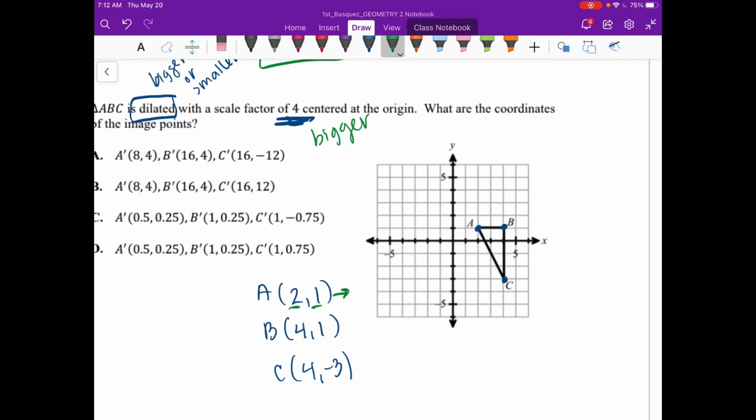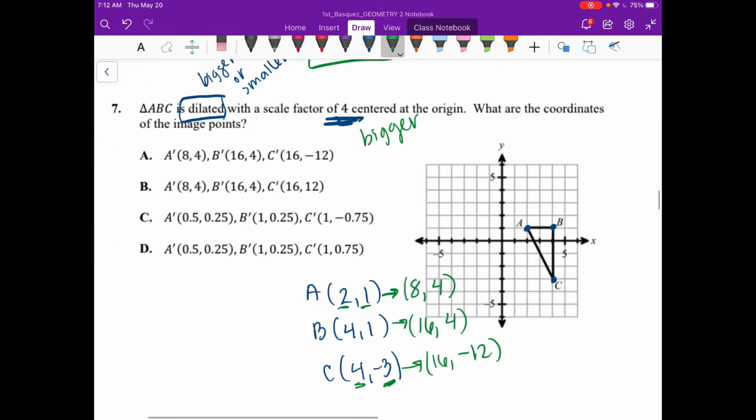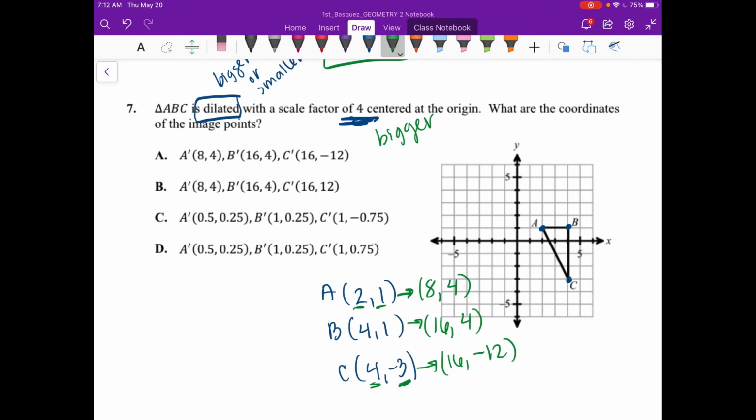So 2 times 4 becomes 8. 1 times 4 becomes 4. 4 times 4 becomes 16. 1 times 4 is 4. And then 4 times 4 again is 16. Negative 3 times 4 is negative 12. So these would be your new coordinate points after the dilation of a factor of 4. Therefore, the answer comes out to be A. And if you wanted to, you could graph this. It's going to be off the graph a little bit, but the triangle would obviously be bigger.